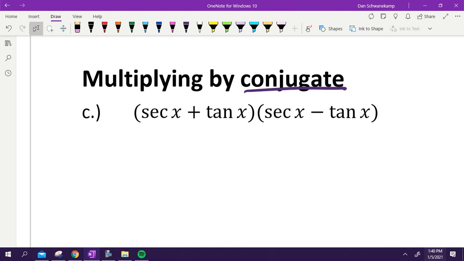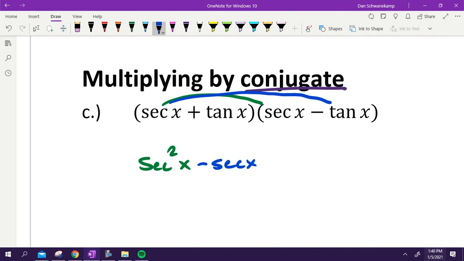Okay, remember what a conjugate is. A conjugate is this guy right here, where one of them is plus and one of them is minus. Okay, that's the thing we're looking at. So in this case, let's multiply these conjugates together. So I'm going to take secant times secant. What is secant times secant going to get me? Secant squared. And then I'm going to take secant times negative tangent. Negative secant tangent is what I'm going to write.